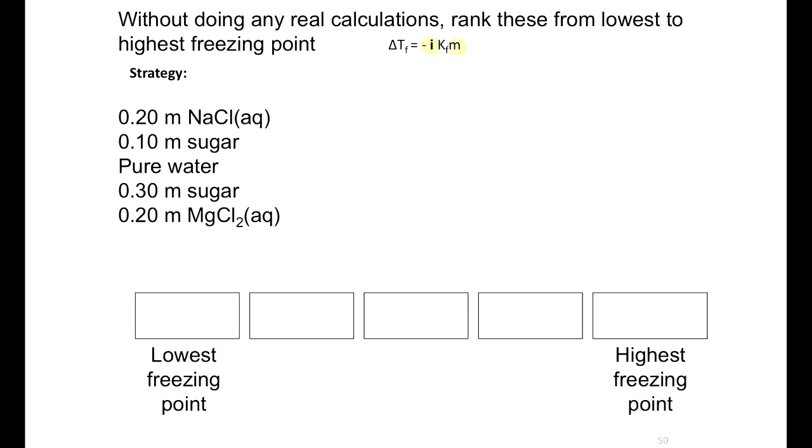Do the different solutions listed here have different molalities? Yeah, okay, so we need to account for that. But do they have different K constants? Will they have different constants? No, they're all going to be the same because it's all water. So we can just ignore that K value.